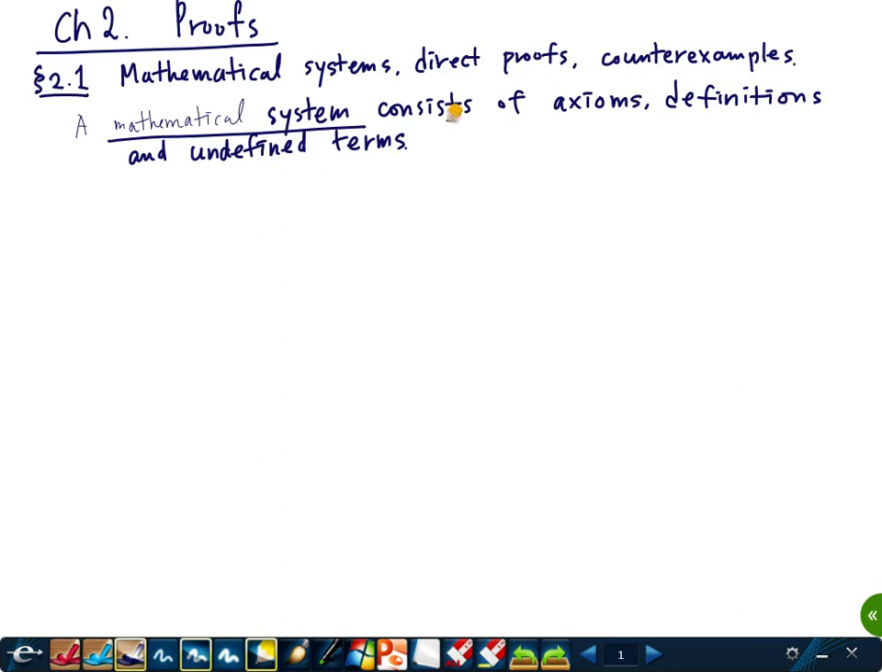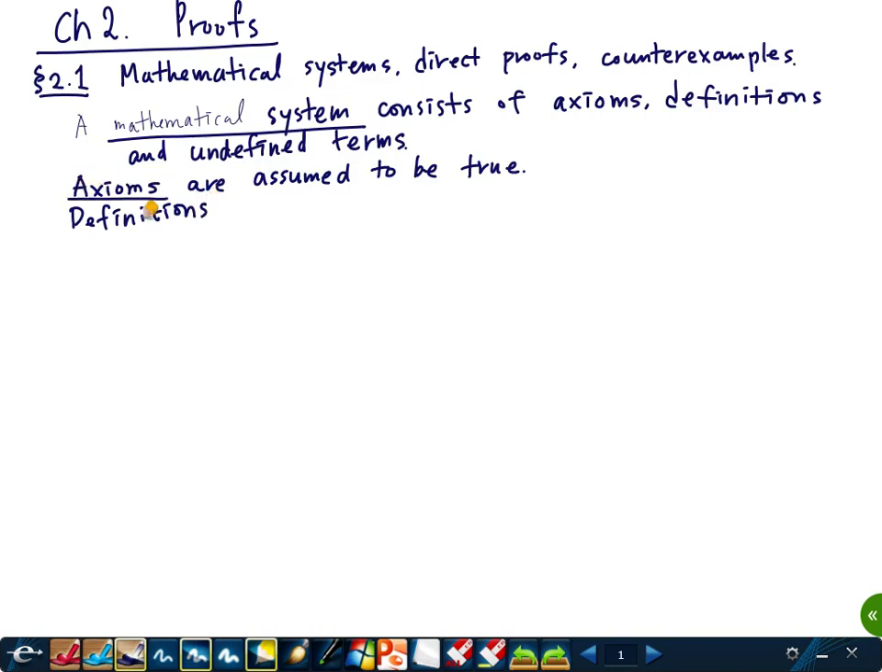So what are those? Axioms. Axioms are statements or propositions that are assumed to be true. So in order to do mathematics, we need a mathematical system, and for that, we need axioms and definitions. Because we can do something when there are something already exists. We cannot do anything if there is nothing.